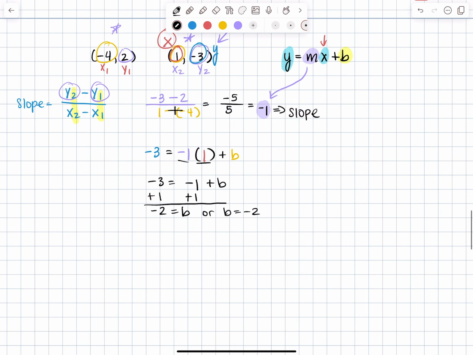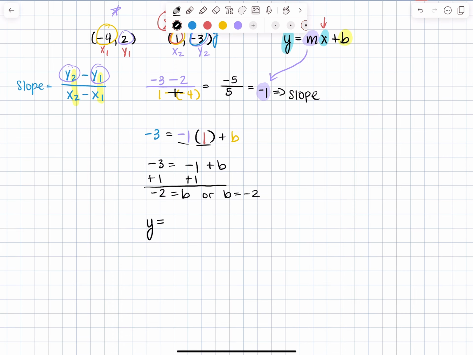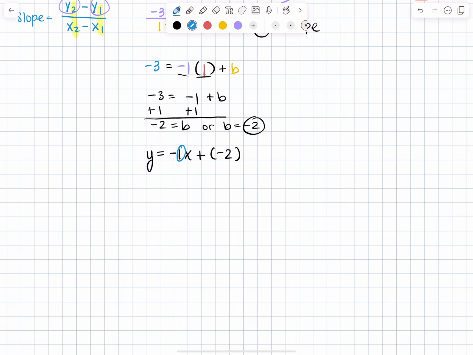Either way, doesn't matter. So now we just bring back the full equation. So y equals, slope was negative 1, so negative 1 x plus negative 2. You can clean this up a bit because you don't have to write the 1. So you can just say y equals negative x, and when you're doing plus times minus, that becomes minus. So minus 2. So this would be your final answer.